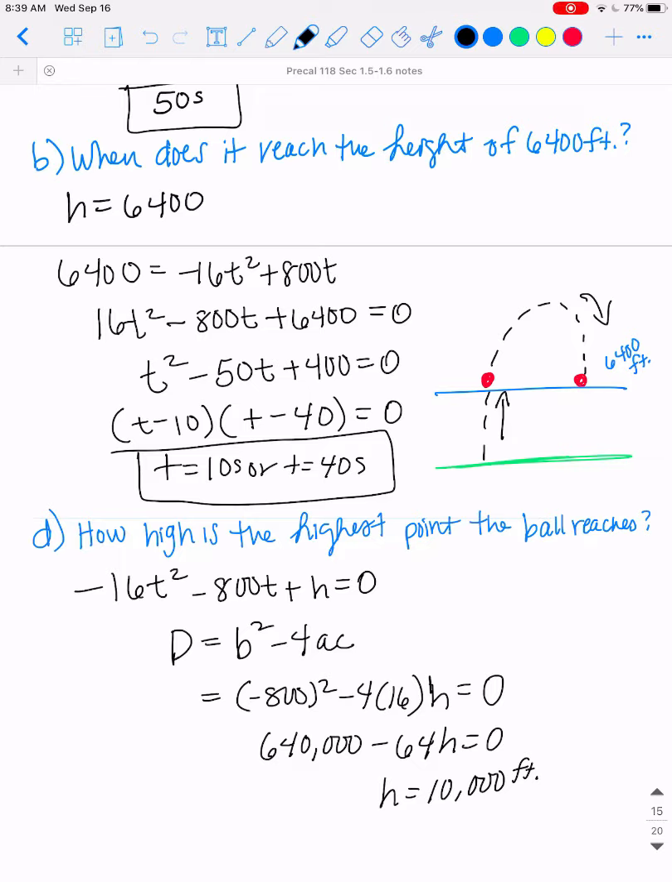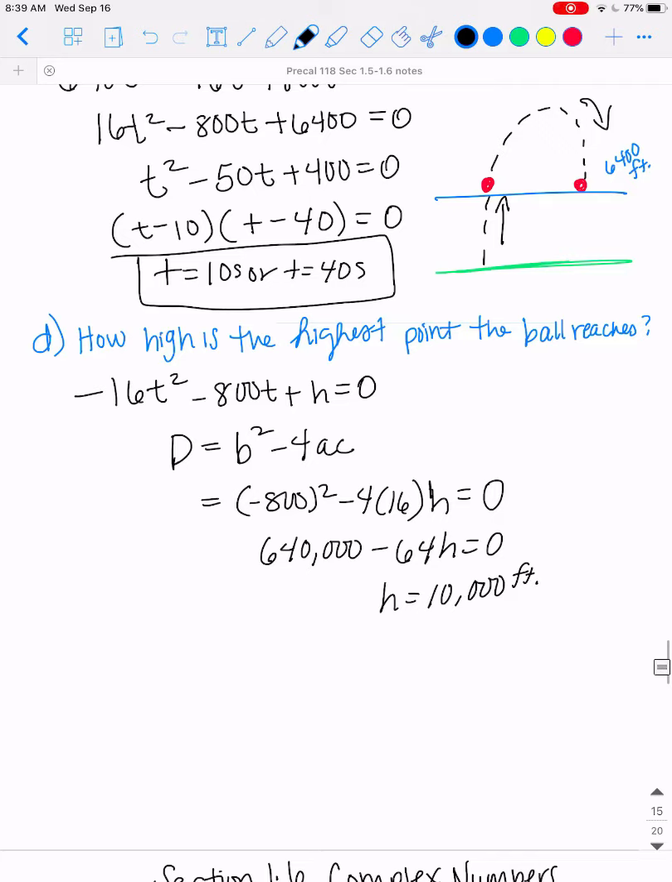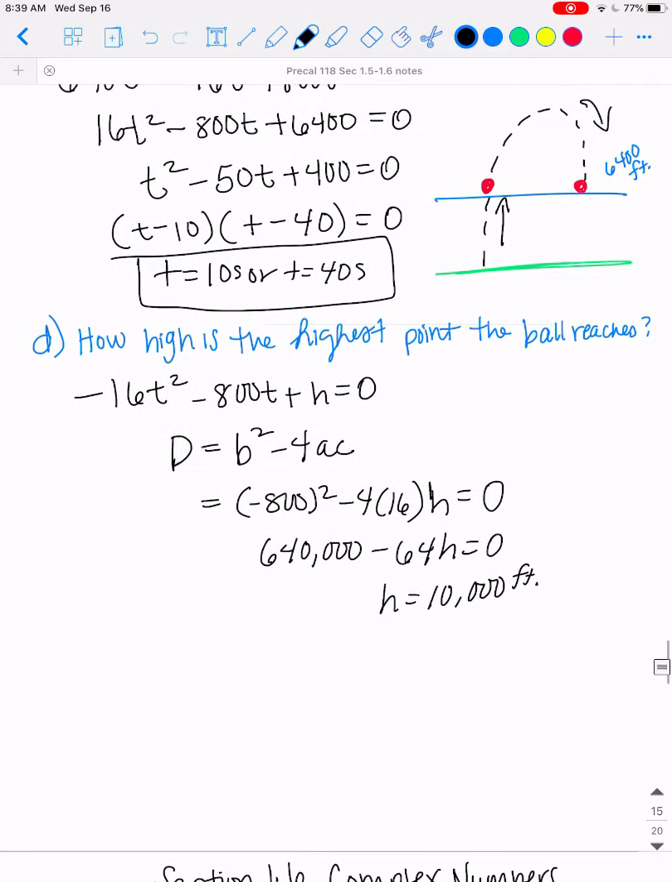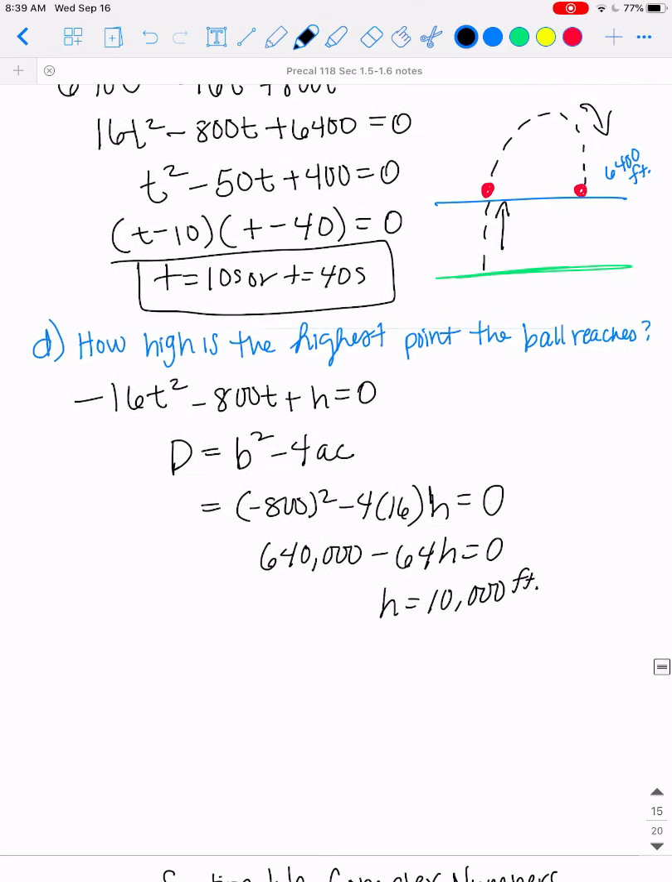I skipped c because that's similar to b, just in miles. And then our d is how high is the highest point the ball reaches. So that is going to be like our maximum. So we're going to go ahead and do negative 16t squared plus 800t minus h, and we're going to use the discriminant to find our h, which is the solution for how high the highest point the ball reaches.